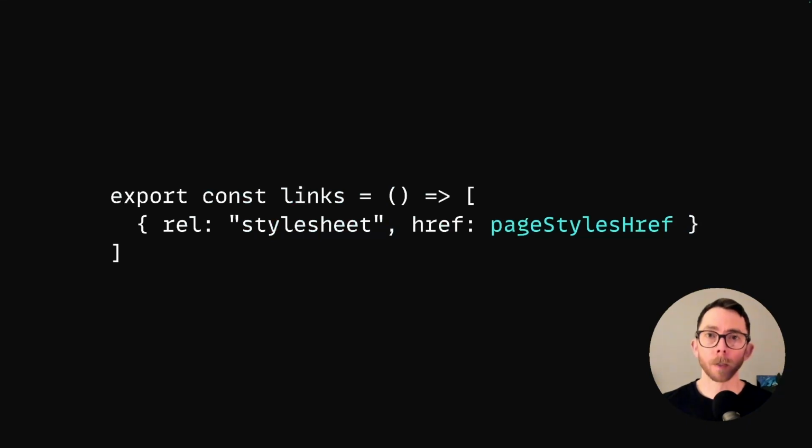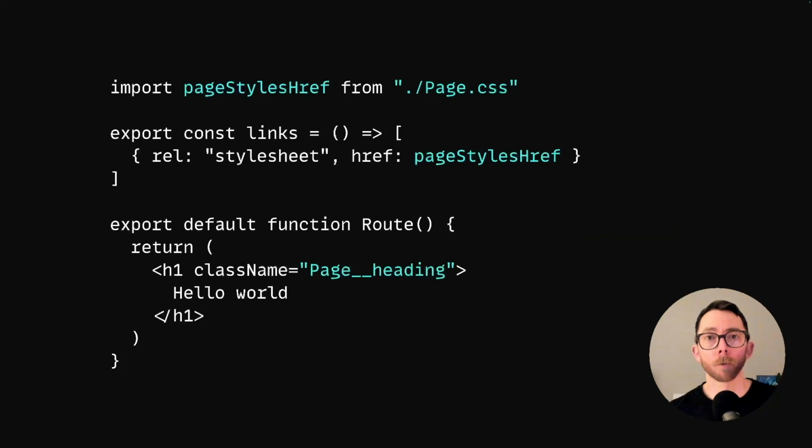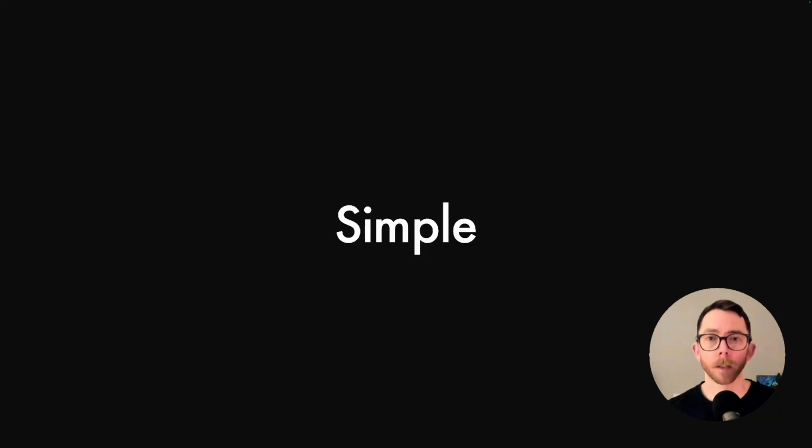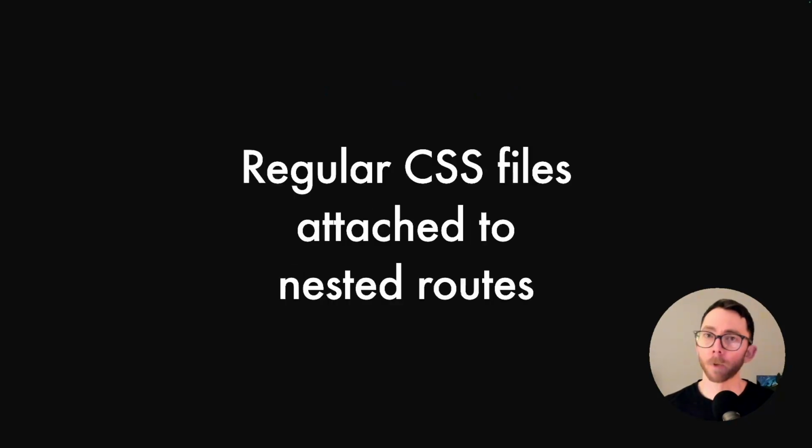This pairs well with Remix's ability to attach link tags to any nested route. So here you can see we're taking the href that we imported earlier and we're attaching it to a link tag. So rounding out a full page, it might look something like this, where what we're doing is importing the styles as an href, we're attaching it to a link tag, and then the component for this route is able to freely access the styles that have been injected into the page. This model is super simple and leans into web standards, which of course is something that Remix has become well known for. It's just regular old CSS files attached to nested routes.